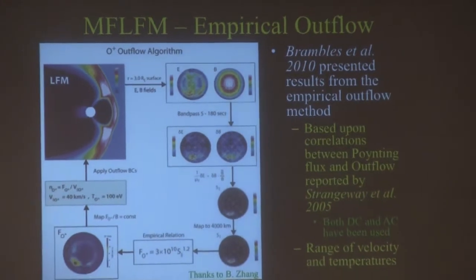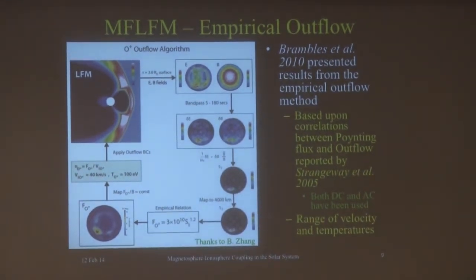So moving on to causally regulated studies with the MFLFM. Here's Bin Zhang's diagram of how their causally regulated algorithm works. You start in the LFM and go to a surface of 3 RE inside there. You pick out the electric and magnetic fields there, and then you bandpass filter them between 5 and 180 seconds to pick out the so-called Alfvénic component.